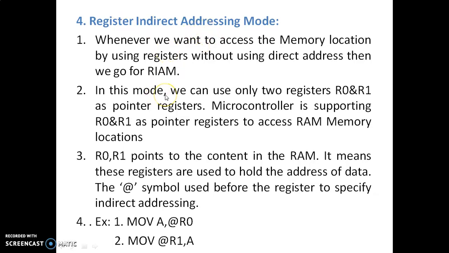In this mode, if I want to access, for example, a RAM memory location by using the register names, we have to use only two registers, that is R0 and R1, as pointer registers. So what does a pointer mean? It holds the address of a memory location. The microcontroller supports R0 and R1 as pointer registers to access the RAM memory location. So I'll be accessing the RAM memory location not by giving the address locations, but by giving the register names.